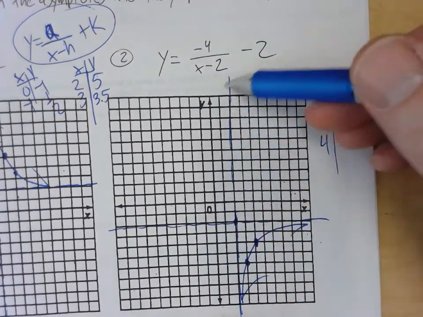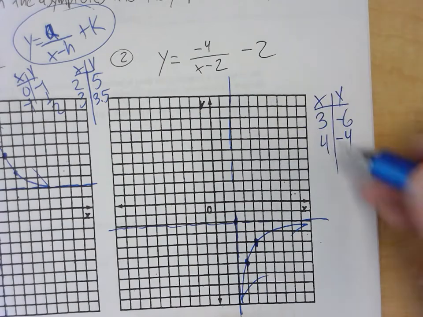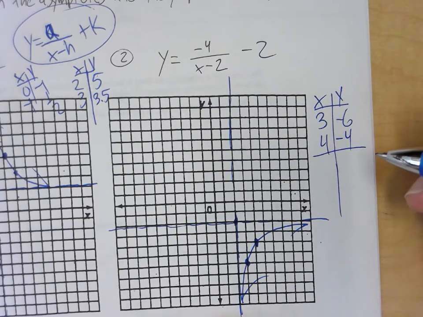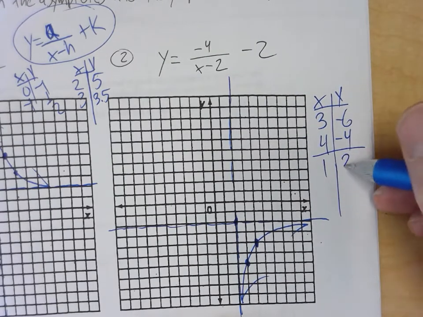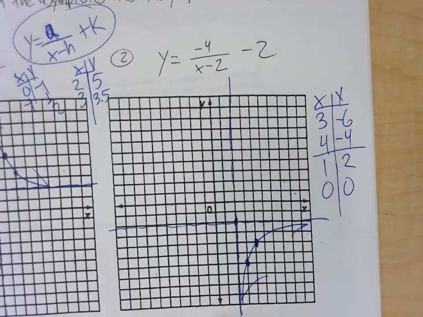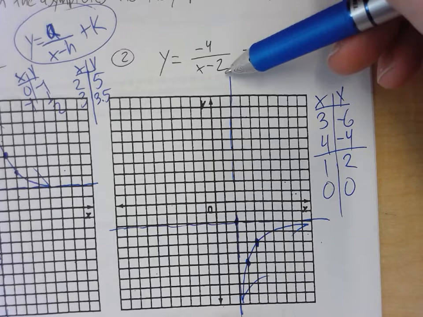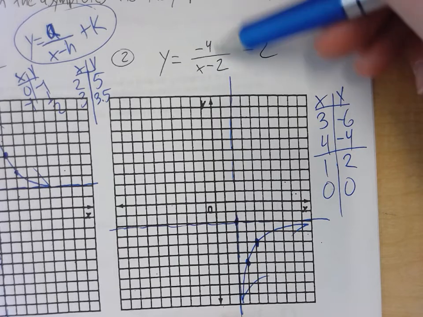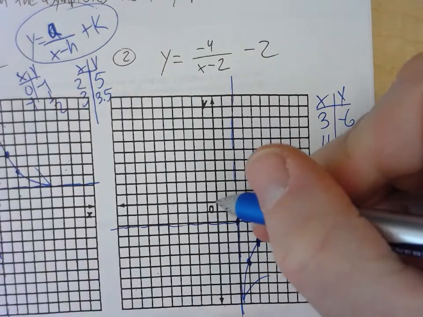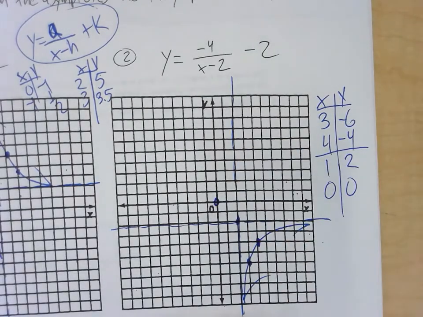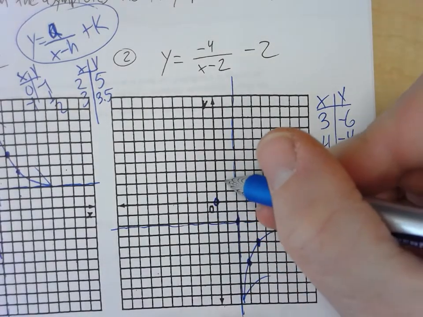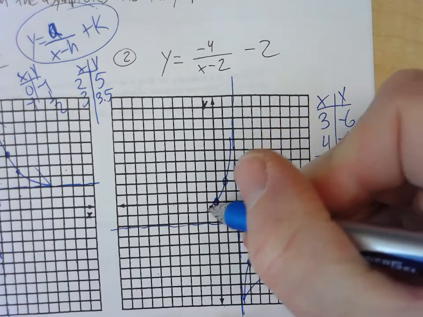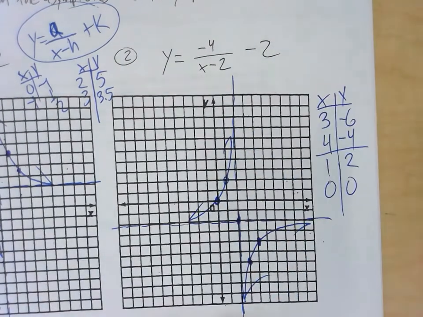And then some more points over here. I'm picking points on each side of the vertical asymptote is what I'm doing. So the next point I'm going to put in is 1. 1 would give me 2, and 0 would give me 0. So 0 would go in here, and it would be negative 4 over negative 2, which is positive 2, minus 2 is 0. So it goes through 0, 0, which is the origin, and 1, 2, which is here, so it curves like so. And these are sketches. We're not making a perfect graph. We're making a sketch of it.